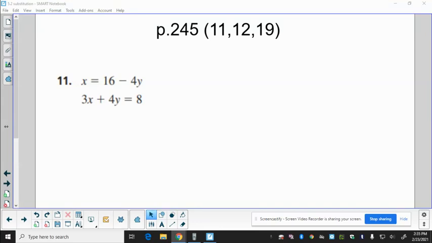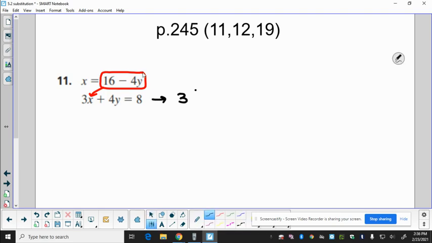Let's go ahead and check the solutions to your homework assignment. Now, as we focus on these problems, we always want to identify what equation we use for substitution. And I can see that that equation is solved for x, so that's going to go right there. I will rewrite this equation, but where I see that x, that's going to be 16 minus 4y. And I will continue rewriting this equation.